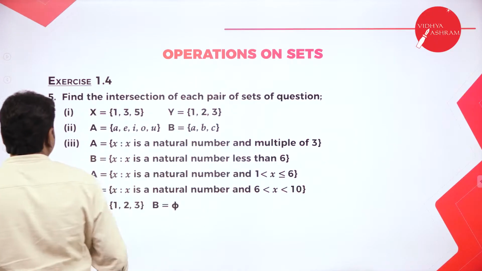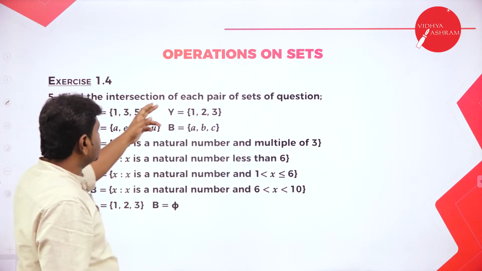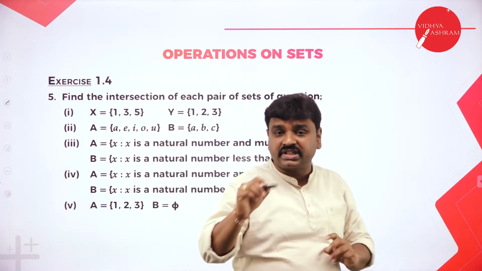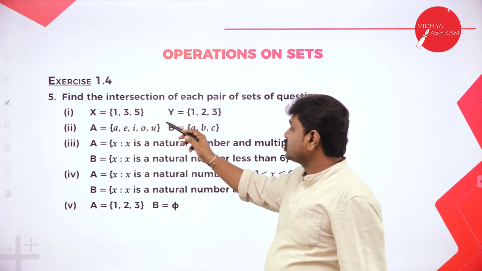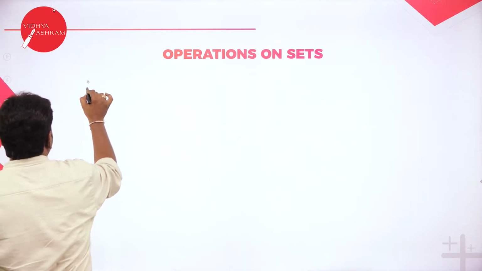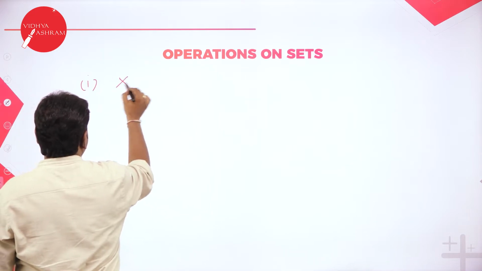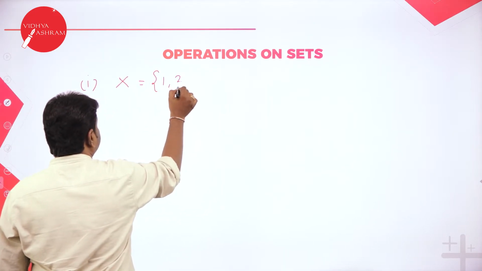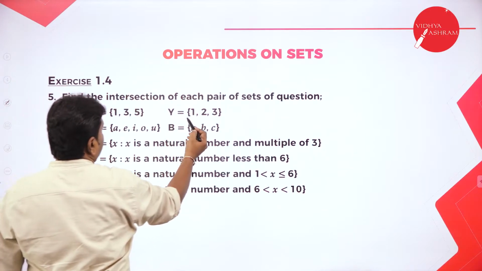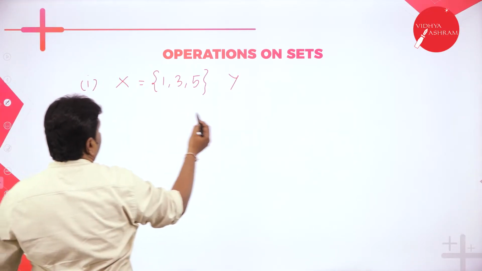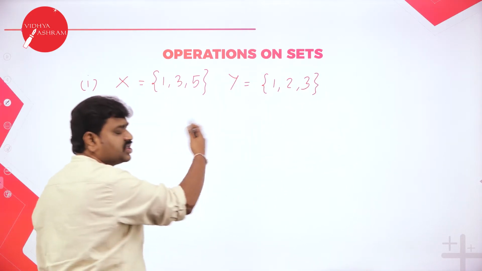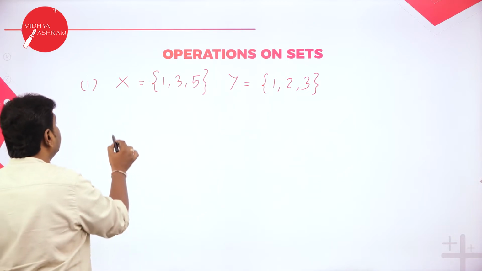Next we have, find the intersection of each pair of sets. They want you to find the intersection of each pair. So first is 1, 3, 5 and 1, 2, 3. First question, X is 1, 3, 5 and Y is, what is Y given here? 1, 2, 3. They want intersection for each pair.